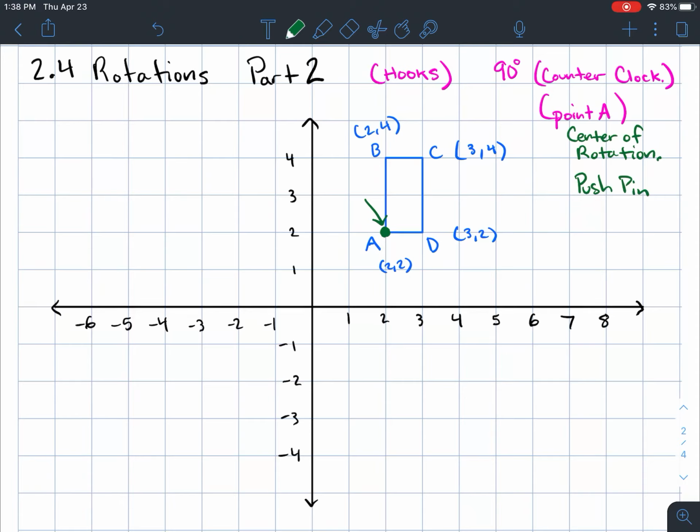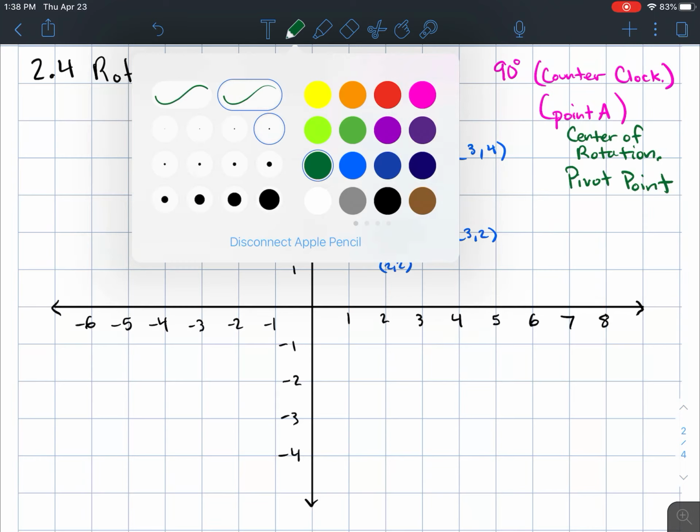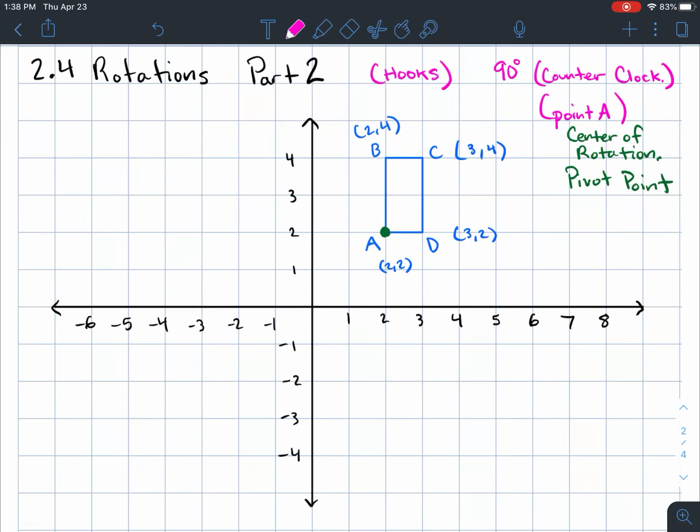That's the pivot. Okay, I'm going to write that word instead. That's the pivot point. So point A is the pivot point. So basketball players, that's the 1 foot you can't move or else you're traveling, right? So that's the pivot point. Point A is our pivot point. We can still use hooks, or strings, whatever you want to call them, to get the new coordinates for our rotated shape.